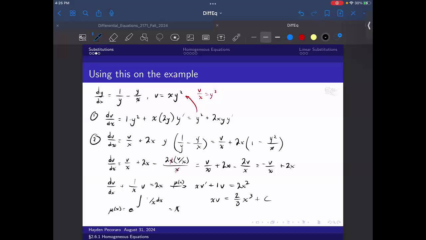Now we have, okay, well, x times v, v was x times y squared. And so we have x squared y squared equals 2/3 x cubed plus c.